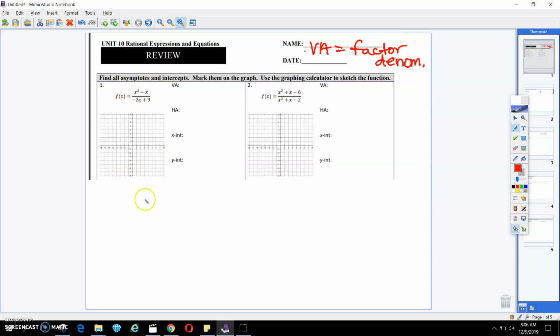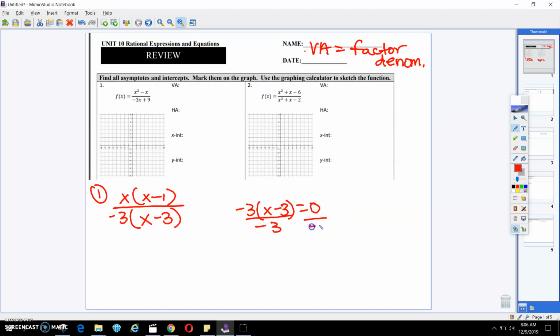In the top, if we factor, we're going to get x times x minus 1. In the bottom, if we factor, we're going to pull out that negative 3, and we're going to be left with x minus 3. So for the vertical asymptote, you're going to take what's in the denominator, set it equal to 0, and solve. We're going to divide by a negative 3 on both sides. So x minus 3 equals 0. We're going to add 3 to both sides. So x is going to equal 3. So for my vertical asymptote, I'm going to have x equals 3.